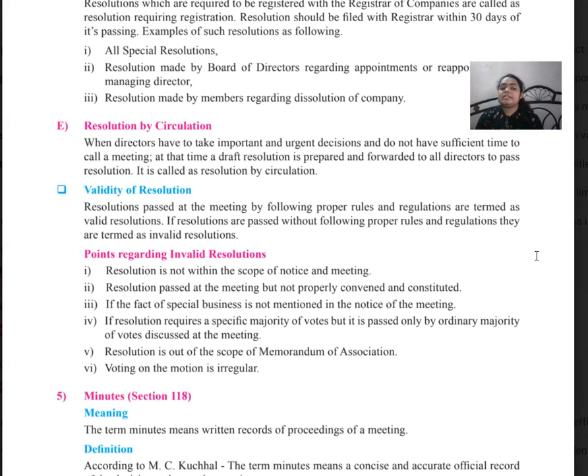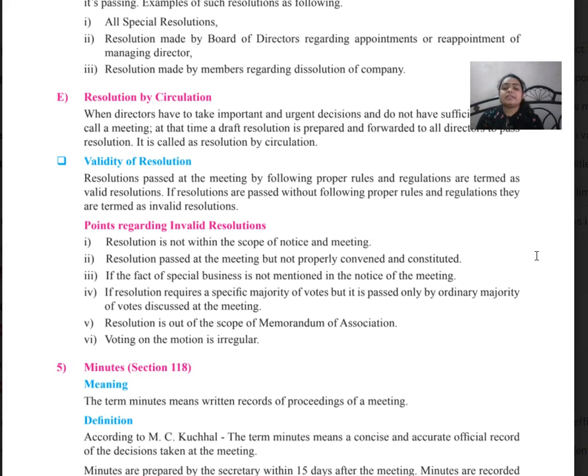So, these are the various types of resolutions which can be passed in the meeting. Next, we have validity of resolution. Now, when is a resolution valid? Resolutions passed at the meeting by following proper rules and regulations are termed valid resolutions. If resolutions are passed without following proper rules and regulations, they are termed invalid resolutions.